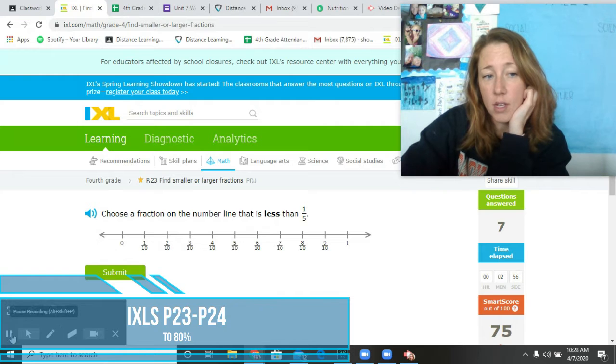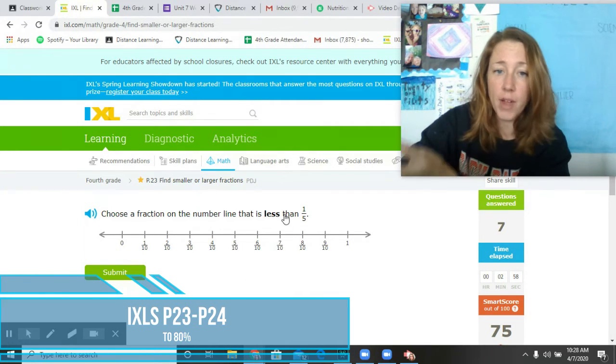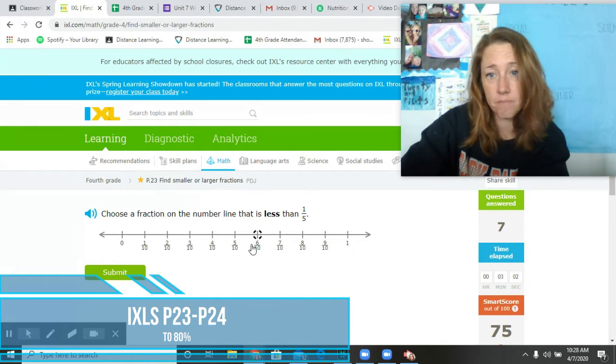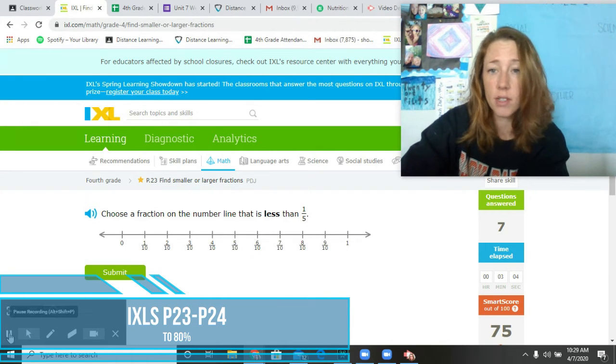And that is what you're doing. So if your fraction isn't on there, like 1/5, I have to find the equivalent fraction in tenths. Pretty simple. Let's look at the other one.